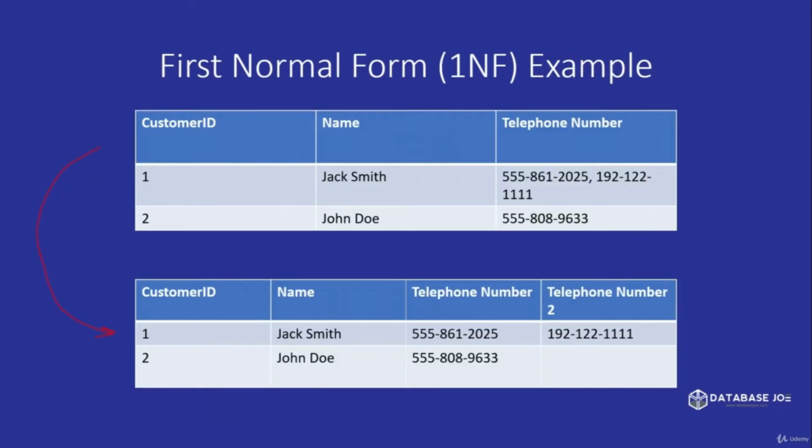For example, the top table has a telephone number column. Notice that customer ID 1 has 2 phone numbers. To make this table to be 1NF, we need to eliminate repeating groups of data per row. To do this, I will create an extra column called telephone number 2 and move the second phone number into this column. Also, customer ID is the primary key for this table.